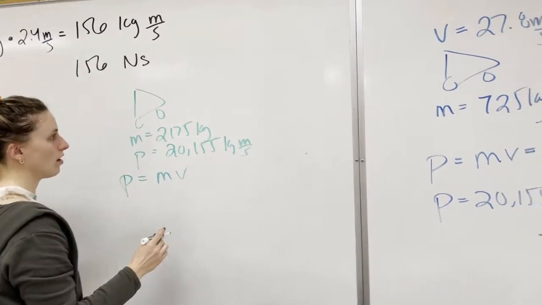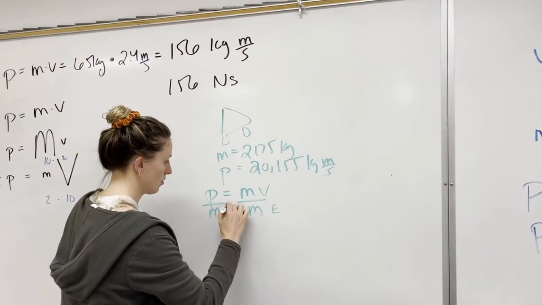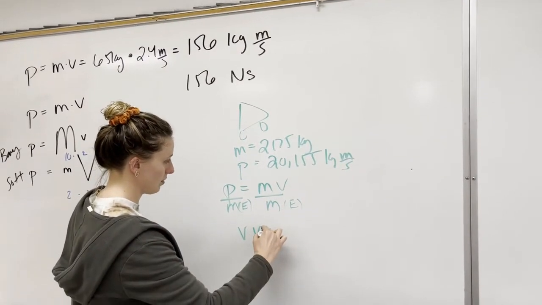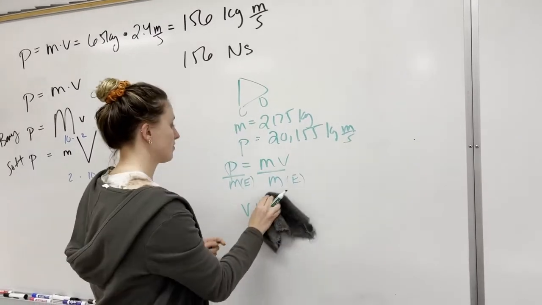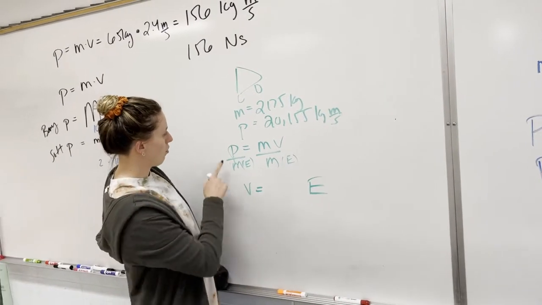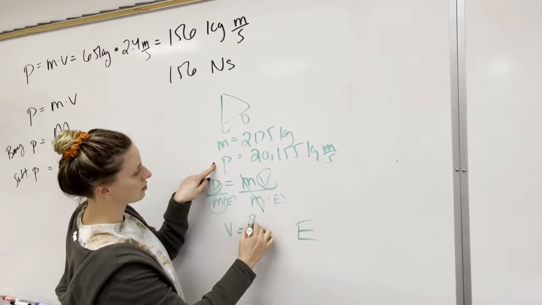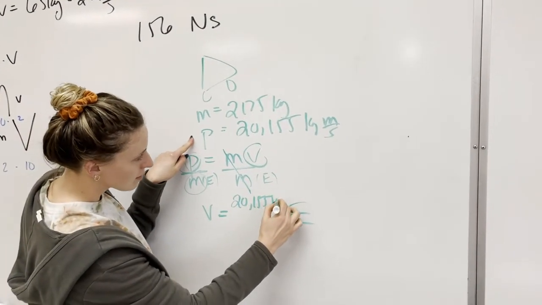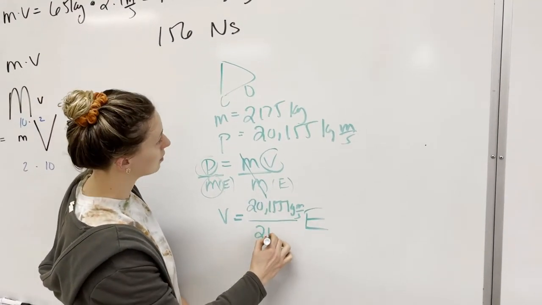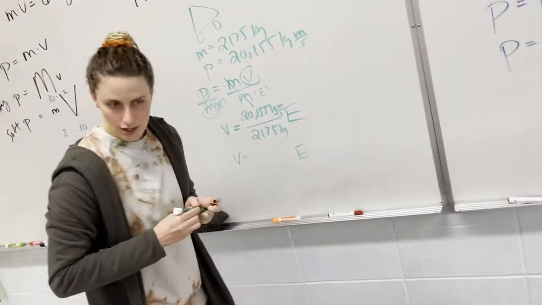Meters per second. Well, we can just divide by the mass. And that's east, so our answer is going to be east. Velocity equals momentum over mass. My momentum was 20,155 kilograms meters per second east, over 2175. Velocity is going to be some number east.